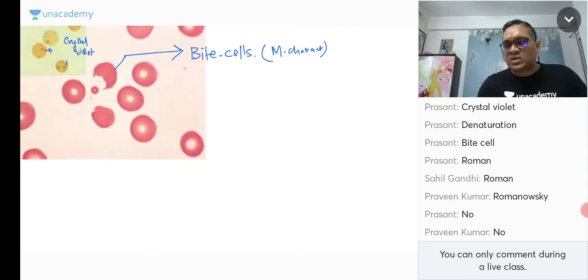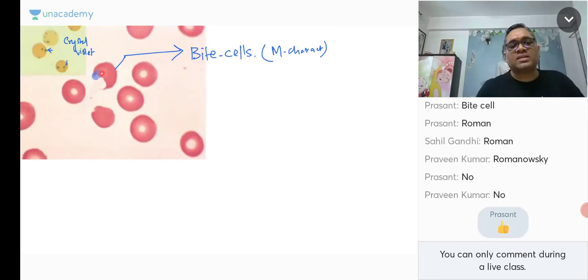Now you can apply logic also, because in Robbins you will read that the macrophage has eaten it up. If a macrophage is eating this RBC, then why do they have a smooth round surface? Why is the RBC membrane smooth and round? If they have been eaten, they should be eaten here, no? Why are they looking like this? So that's what we have to understand.